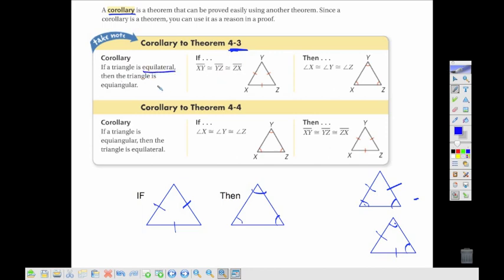So basically we could really just say that if it's equilateral, it's equiangular. We could also turn it around. This is a biconditional statement. We can prove it the other way around, that if all the angles are the same, then all of the sides are the same.